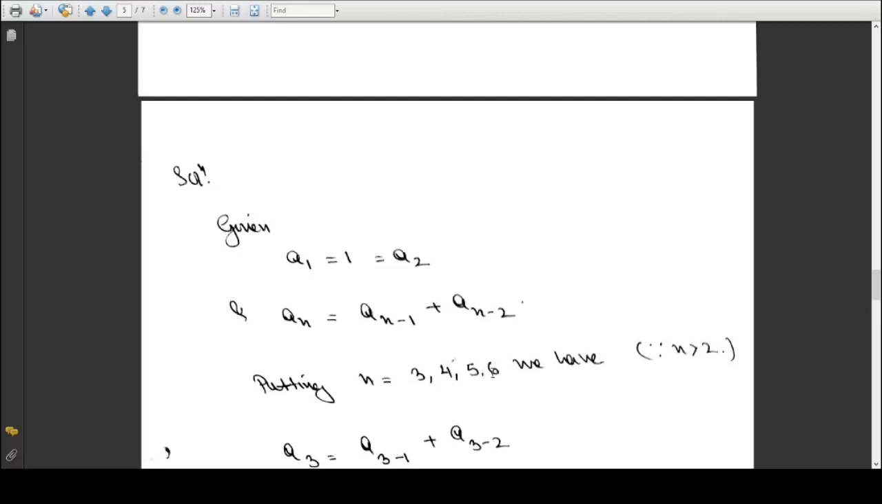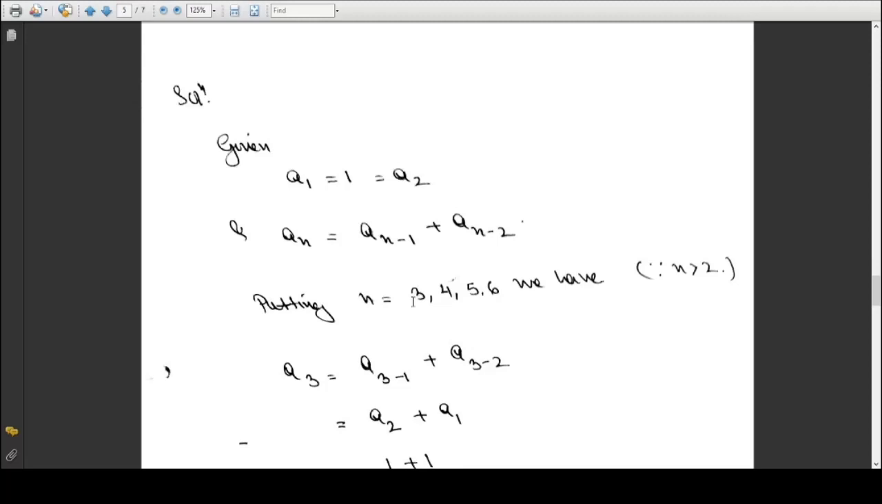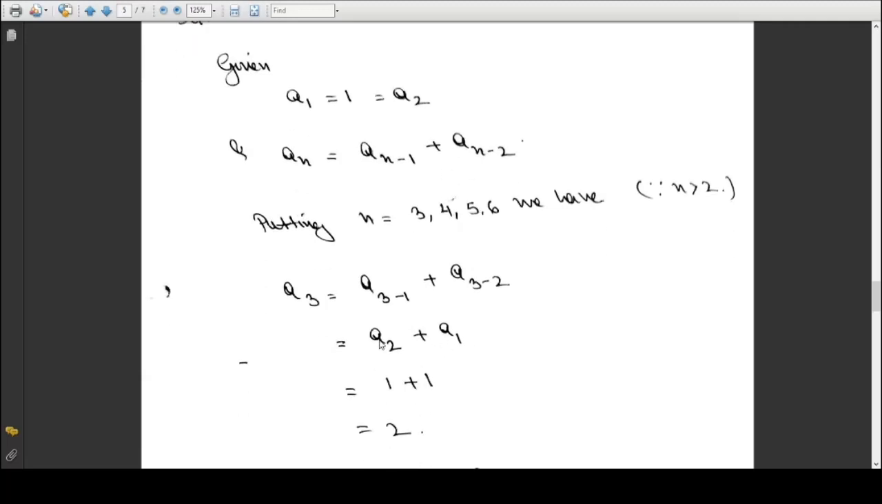Okay, now putting first n equal to 3. Here a3 equals a(3 minus 1) plus a(3 minus 2). 3 minus 1 is 2, 3 minus 2 is 1. a2 is given as 1, a1 also is 1. So 1 plus 1 is 2.